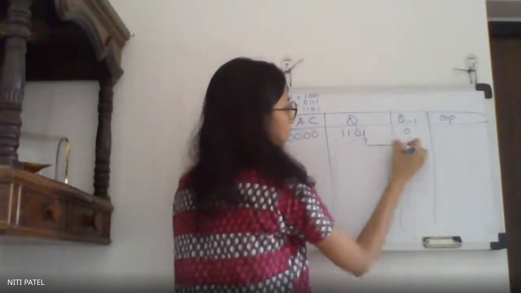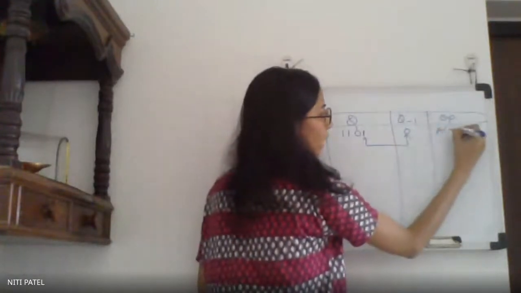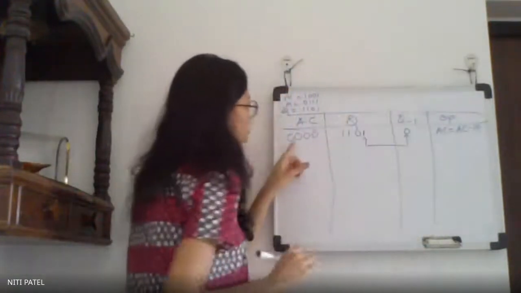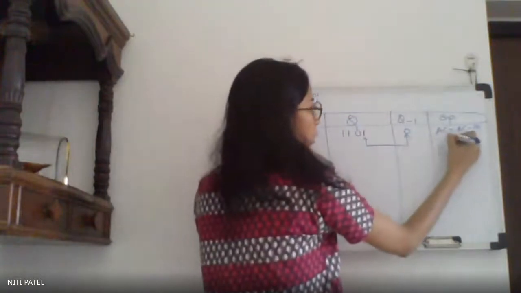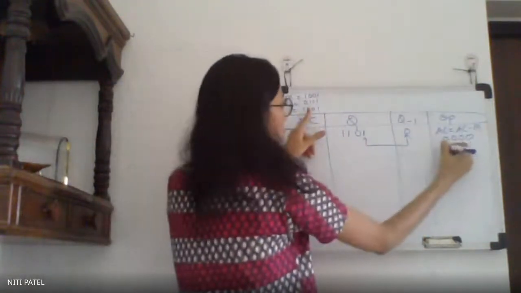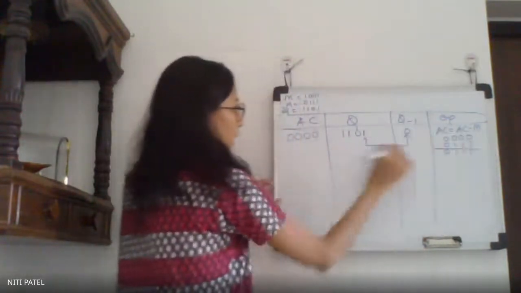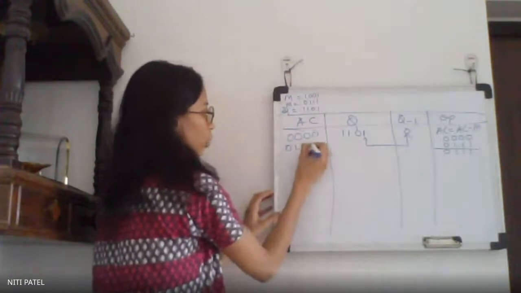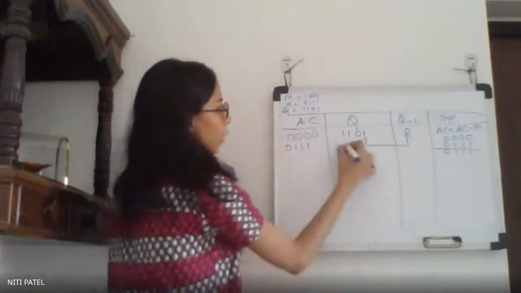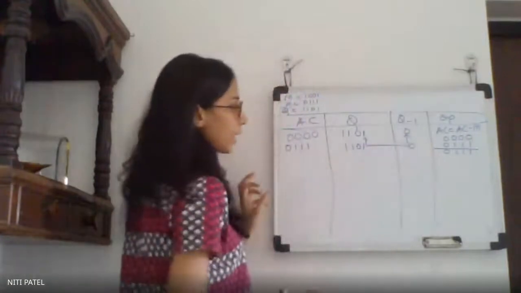So if it is 1 and 0, what am I supposed to do? The operation is AC equals AC minus M. So what is my AC? All 4 zeros. What is the value of minus M? It is 0111. When I add, I get 0111. I store that content in the accumulator. Copy the content of Q as it is. Copy the content of Q -1 as it is.